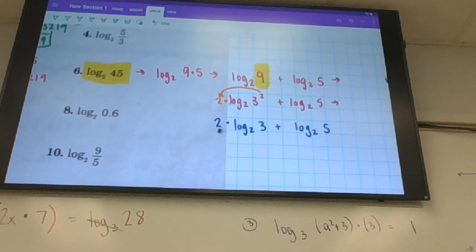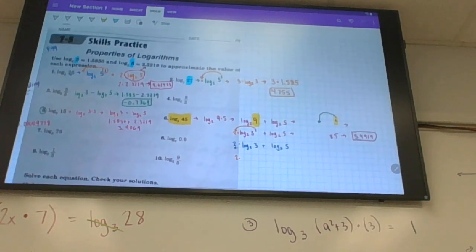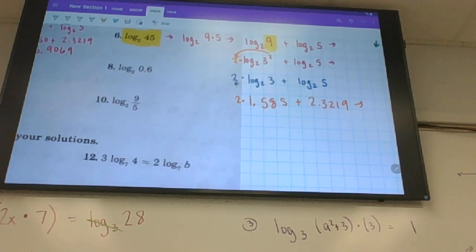Trey, what's your question? So subbing in the decimals, that's 2 times 1.585 plus 2.3219. We can check this too. Hey, if you had to guess, 2 to what power would be 45? 2 to the 5th is 32, and 2 to the 6th is 64. So our answer should be between 5 and 6.